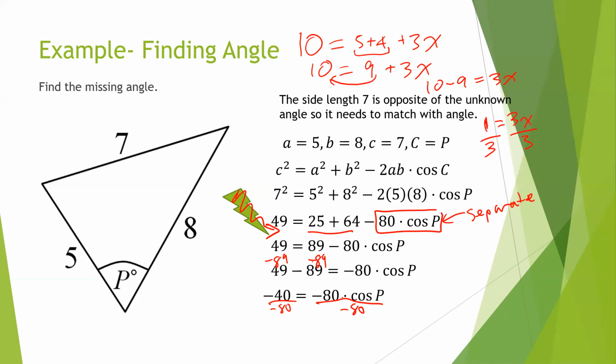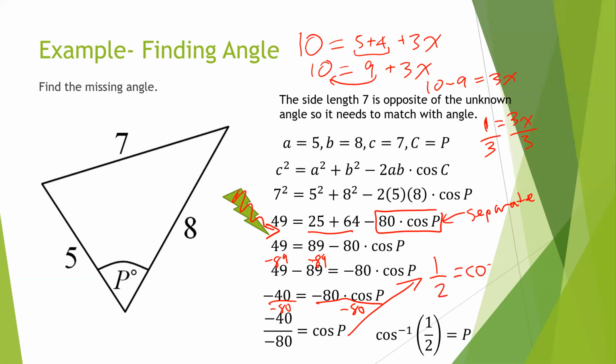Well, that's essentially what we're doing here. We're simply dividing by the coefficient in front of cosine of p. So we divide by negative 80 on both sides. And when we divide by negative 80 on both sides, this simplifies to negative 40 divided by negative 80, which is 1/2, because a negative divided by a negative is positive. And then we end up with something a little bit easier now. We end up with 1/2 is equal to the cosine of p.